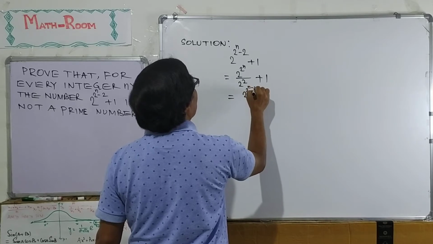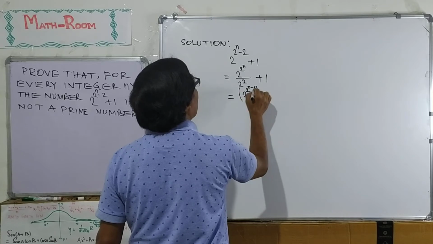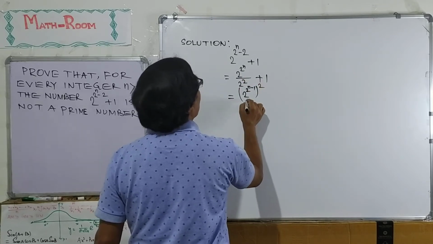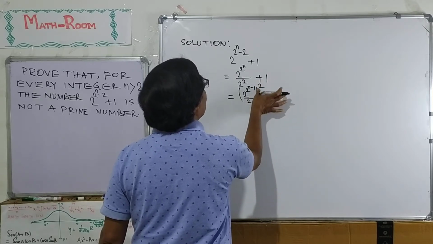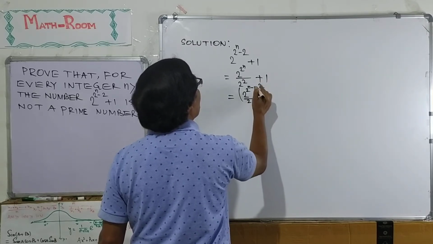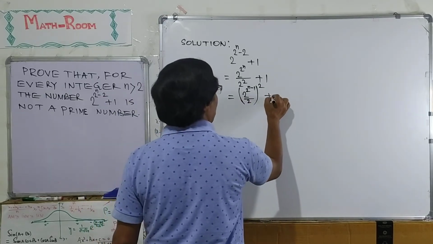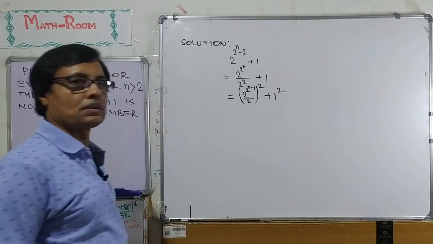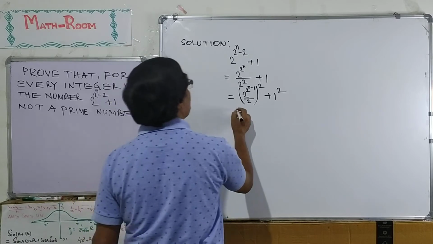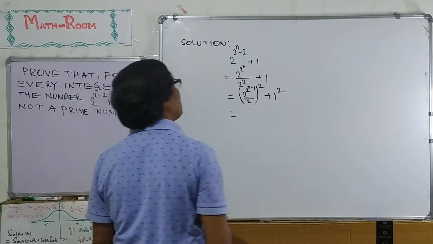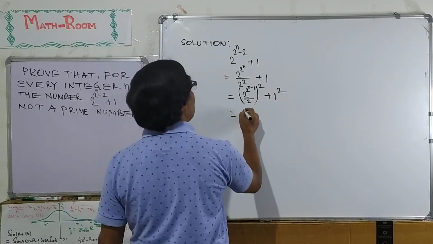Now, we can also write this number as 2 to the power n minus 1 over 2, whole to the power, plus 1 square. We can write this number as this. So, we can apply the formula a square plus b square equals a plus b whole square minus 2ab.